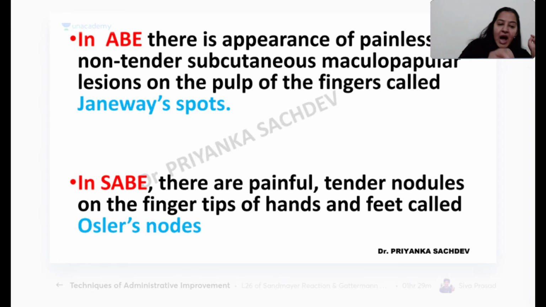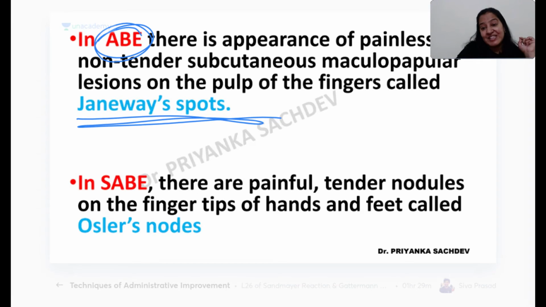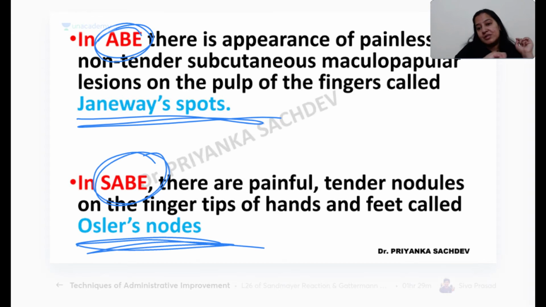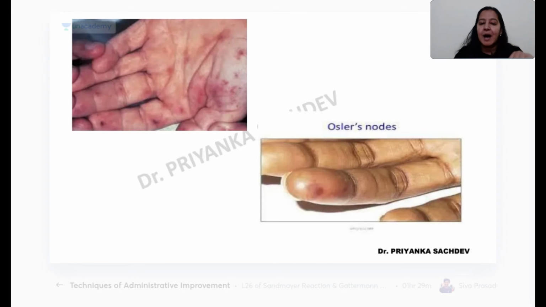So the nodules formed in ABE are known as Janeway lesions. And in SABE, the nodules formed are Osler nodes. So take these words for your MCQ: Janeway lesions in ABE, Osler nodes in SABE. Can you see? These are Janeway lesions. These are seen in ABE. And these are Osler nodes. These are seen in SABE.